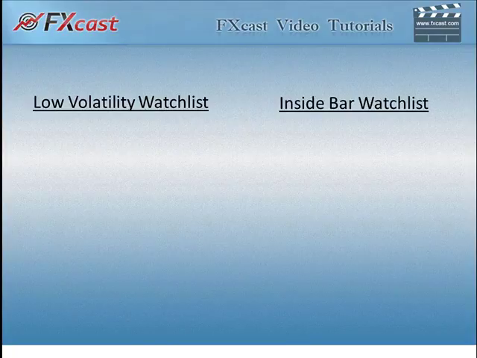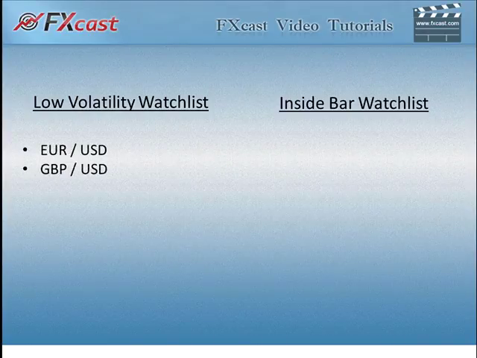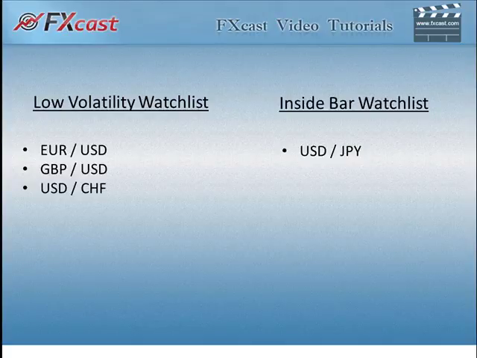As we come to our two watch lists for low volatility, our 1 hour time frame with our Bollinger Bands, we're going to be watching the euro dollar, the pound dollar, and the dollar franc. And our inside bar watch list, we're going to be watching the dollar yen. Let's go to the economic calendar.